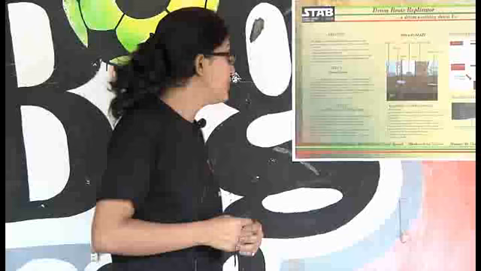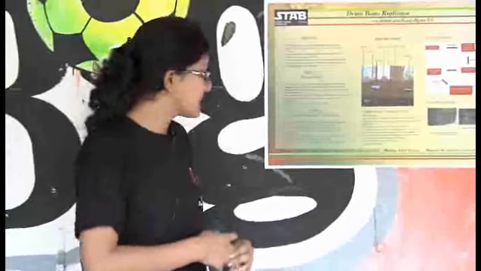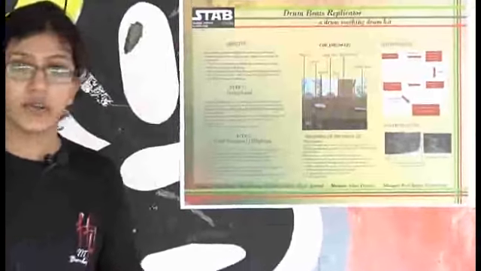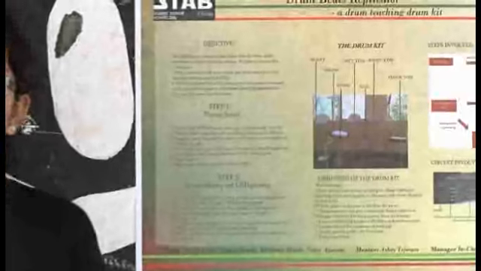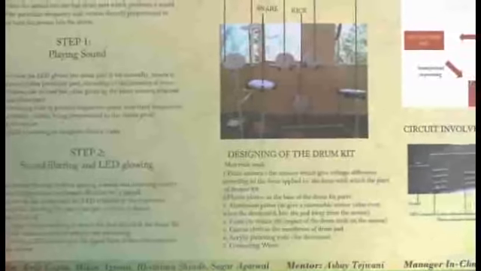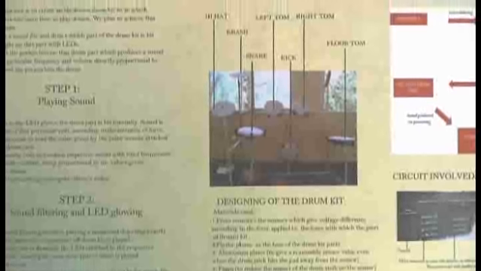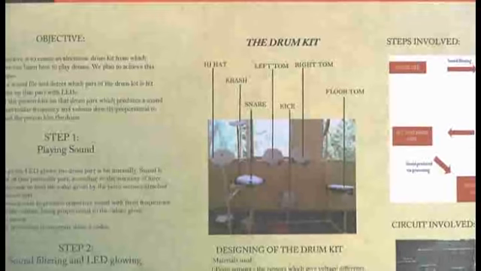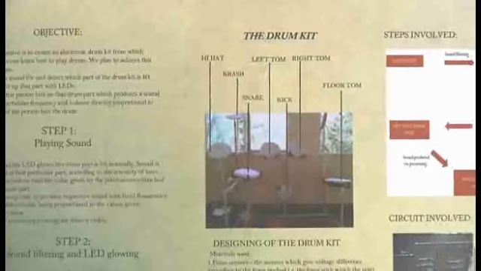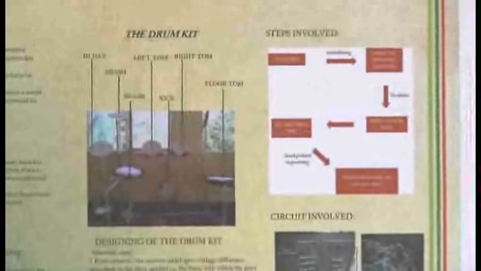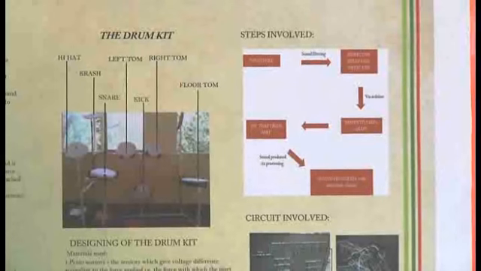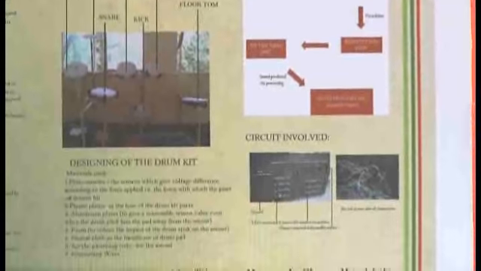Next, step 2, basically it's for sound filtering and LED glowing. Whenever a sound file is played, the processing code detects which part of the drum kit has been played in the sound file, and then that particular part of the drum glows by a series of LEDs which have been placed in parallel. And for each and every different drum part, there's a color coding of the LED. Each and every drum part has a different LED.